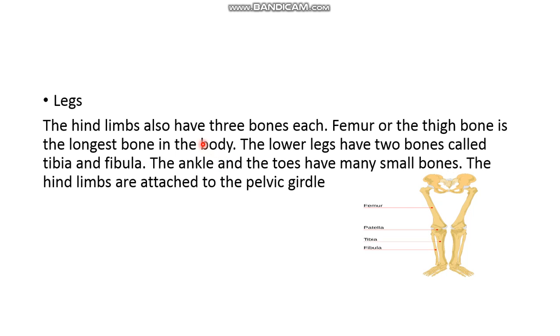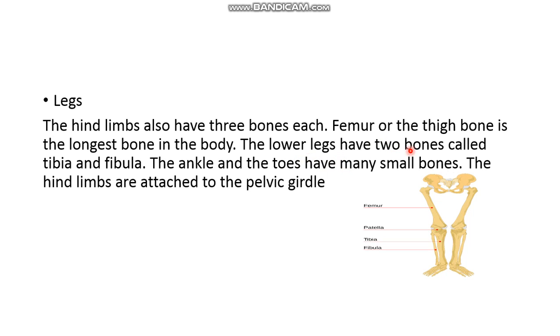Now coming to the legs. Hind limbs have three bones each, similarly to how we had three for the arms. The femur, or thigh bone, is the longest bone in the body. This will be the longest bone in our body.